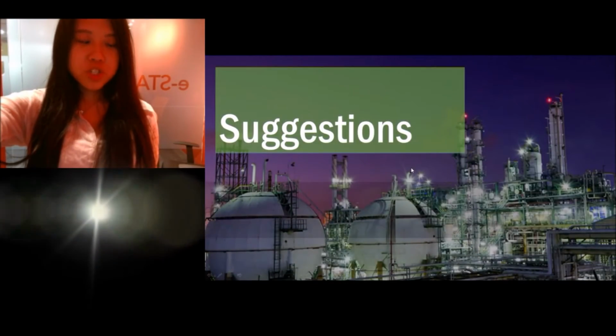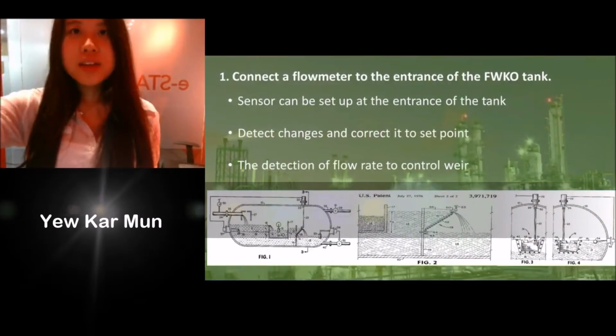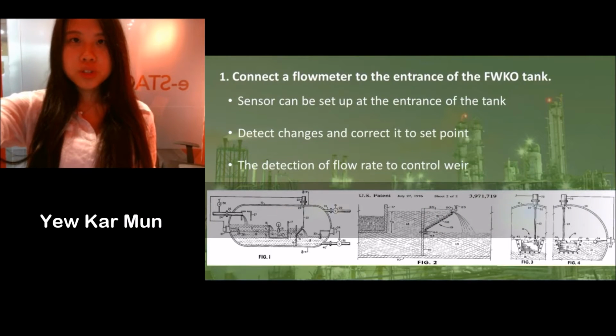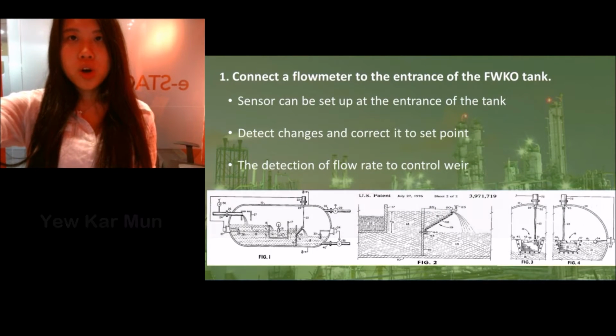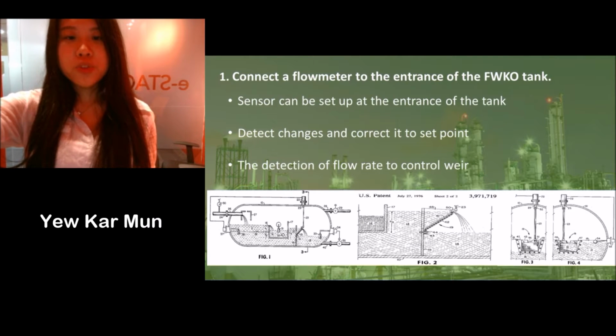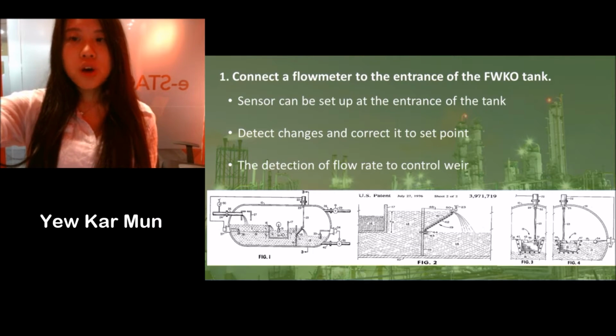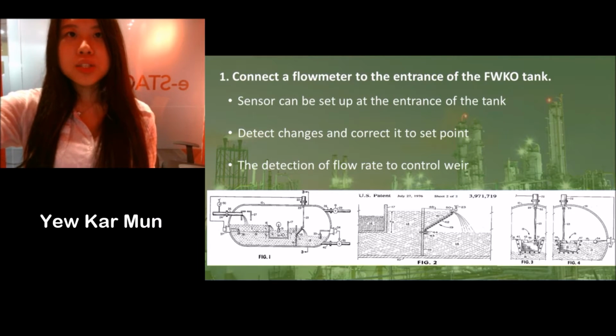Now I will talk about suggestions. There are several ways to modify a free water knockout tank for better yield of the separated products. First is to connect a flow meter to the entrance of the tank. A sensor can be set up to detect changes and to further correct it to the set point.